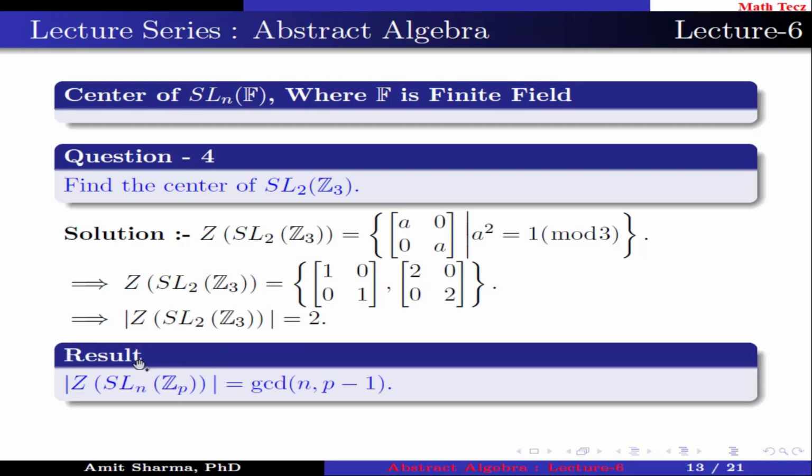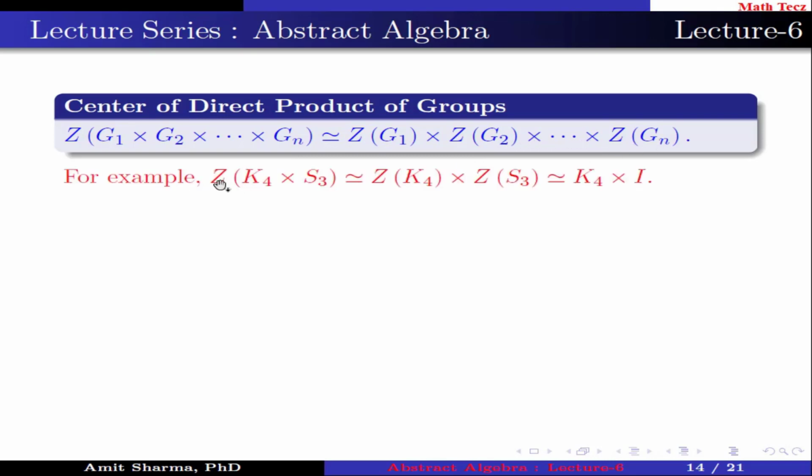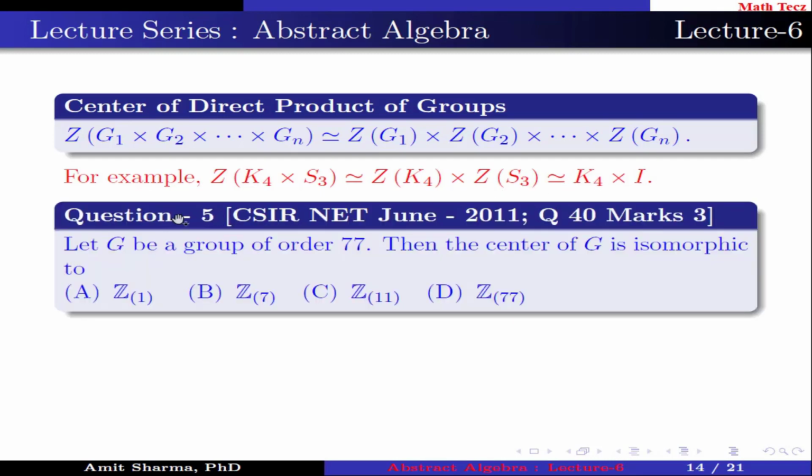Next is a result. The order of the center of SL(n, Zp) is equal to GCD of n comma p minus 1. Next is the center of a direct product of groups. The center of G1 cross G2 cross up to Gn is isomorphic to the center of G1 cross the center of G2, and so on, cross the center of Gn. For example, the center of K4 cross S3 is isomorphic to the center of K4 cross the center of S3, which is isomorphic to K4 cross identity.